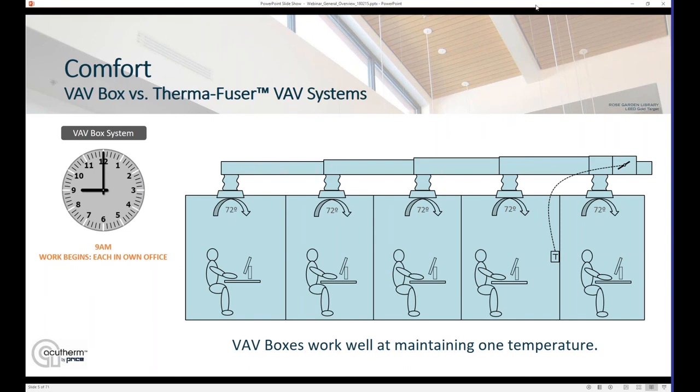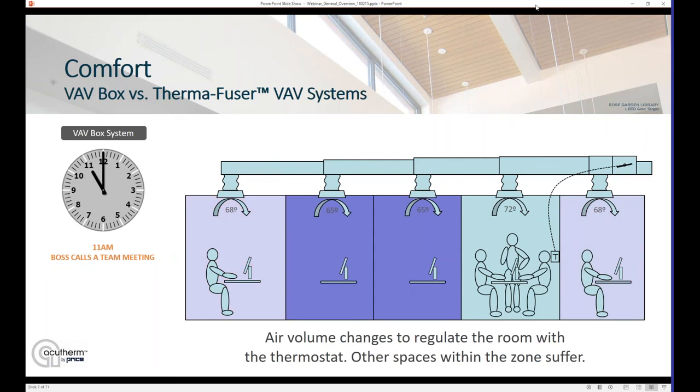In a typical system, there's a thermostat on the wall, and it works very well at maintaining the temperature in the location where the thermostat is. The problem is, everyone's got different preferences, and you can't cater to those individual needs. As people move around and loads shift within your spaces, you can bias loads to the room with the thermostat and cause overcooling in the other spaces.